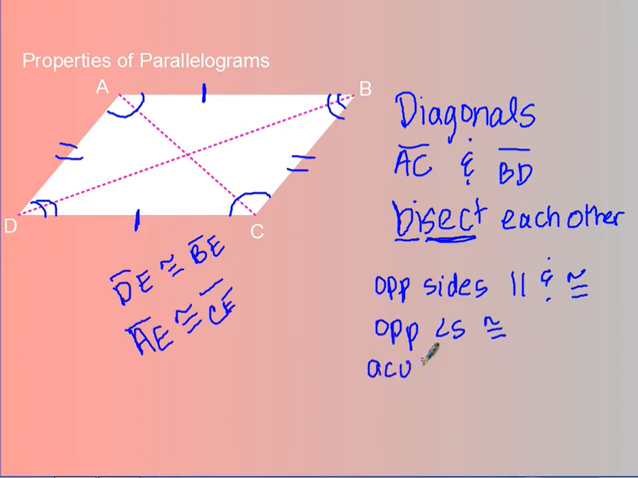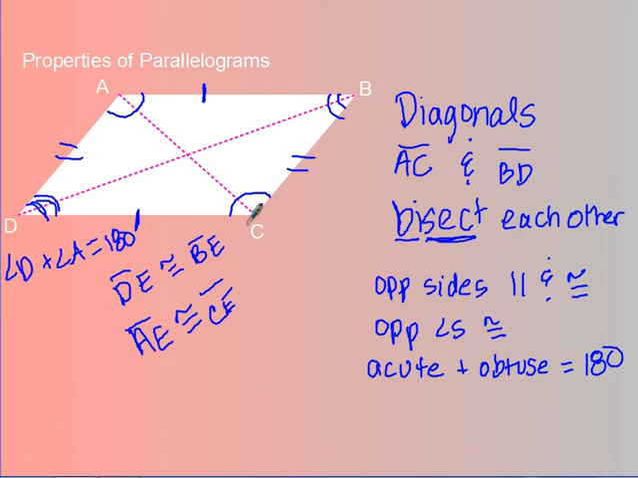Also, one acute plus one obtuse angle will always equal 180 degrees. So for example, angle D plus angle A, your acute and your obtuse, will equal 180. Or angle D, which is acute, and angle C, which is obtuse, or C and B, or B and A, etc. And the measure of the angles is 360 degrees in all four-sided figures.